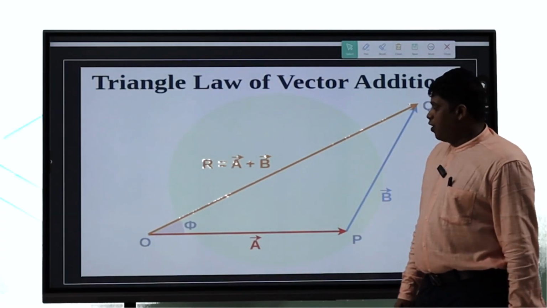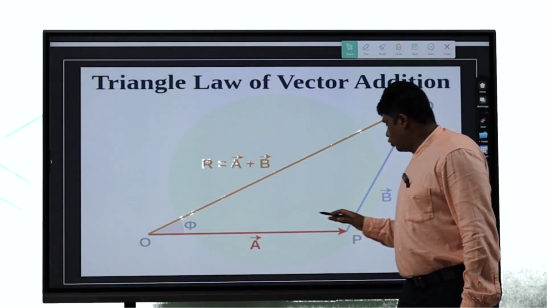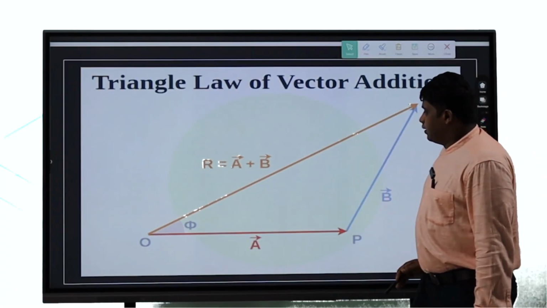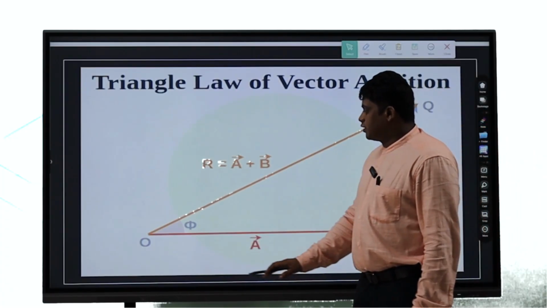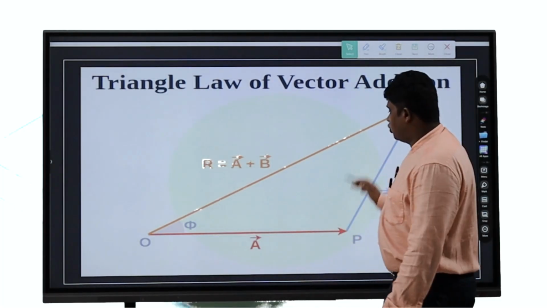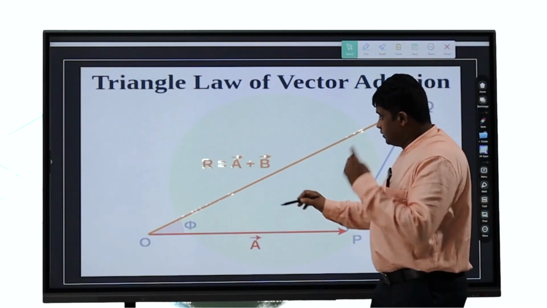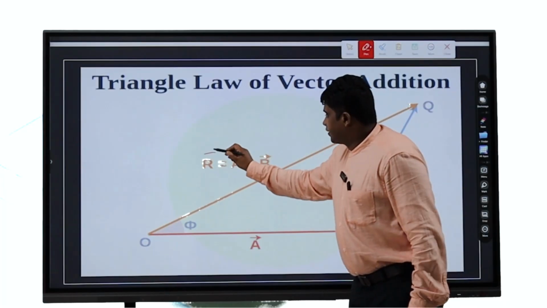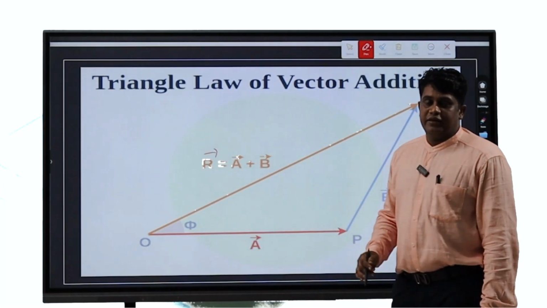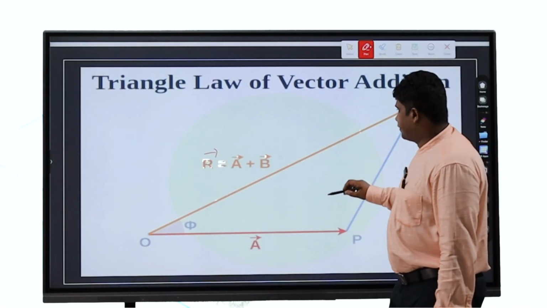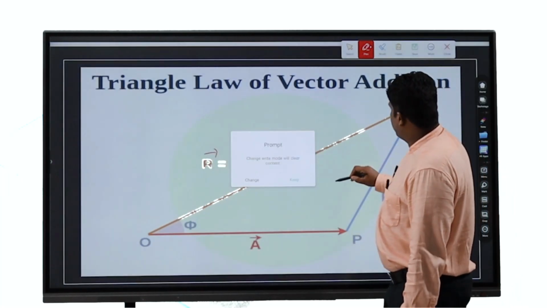The triangle of vector addition we have already studied. A person moves from O to P, then moves from P to Q. Then what is the total displacement? It is from O to Q. That is, A vector plus B vector is equal to R vector, which is the triangle of vector addition.